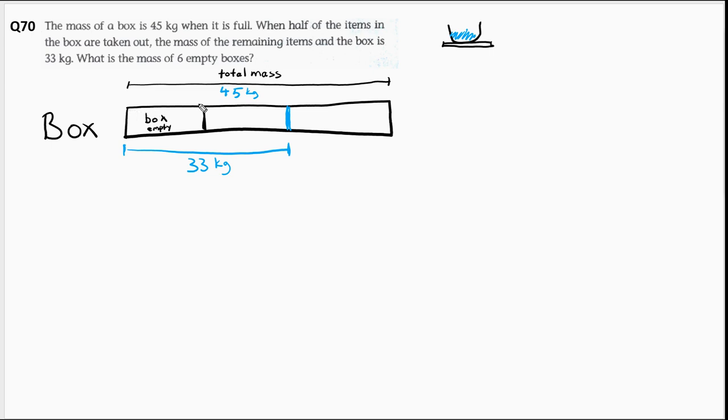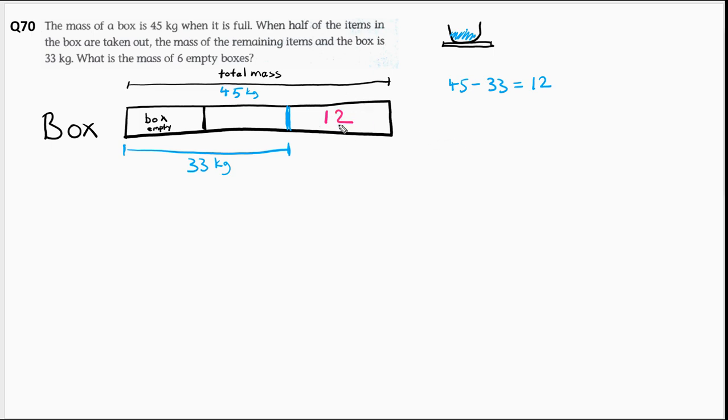Okay, so let's have a look and see what we can tell. Well, we know that the whole thing altogether is 45. And we know that when this part is taken away, we end up with 33. So you can see that if we take 33 from 45, we are going to be left with the value of this part here, aren't we? So 45 take away 33 gives us 12 kilos. There we go. That's 12.